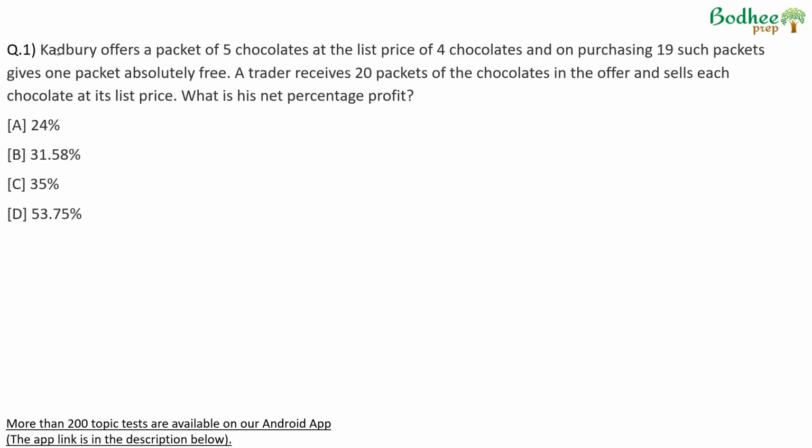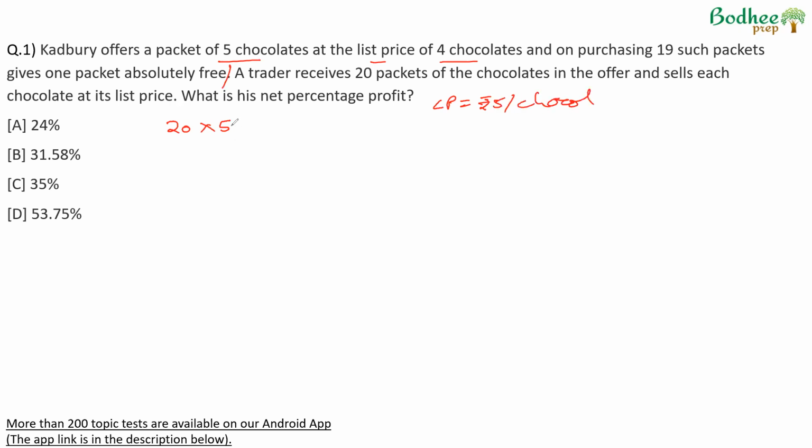Looking at questions, Cadbury offers a packet of 5 chocolates at the list price of 4 chocolates, and on purchasing 19 such packets, gives 1 packet absolutely free. A trader receives 20 packets of the chocolates in the offer and sells each chocolate at its list price. What is net profit? Now, the trader has 20 packets, each having 5 chocolates. Suppose the list price of each chocolate is rupees 5.